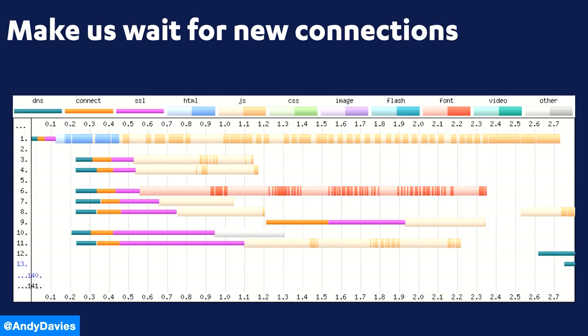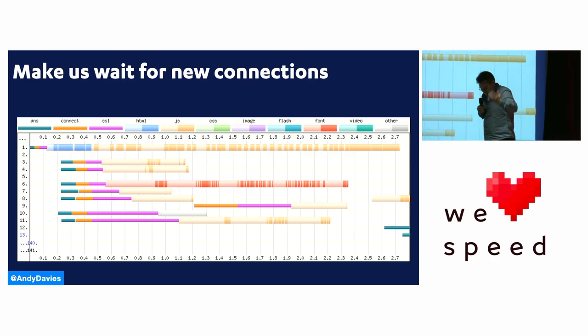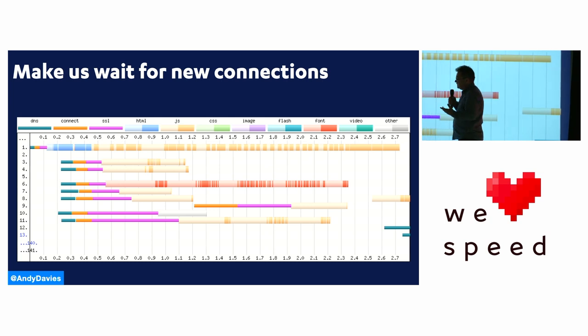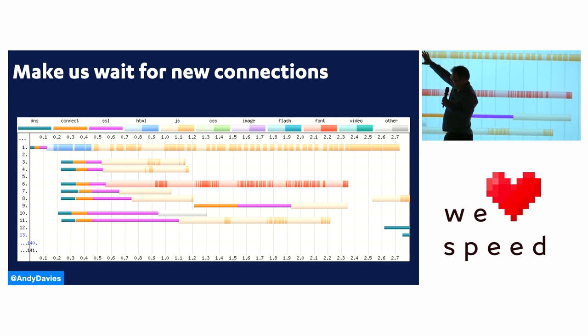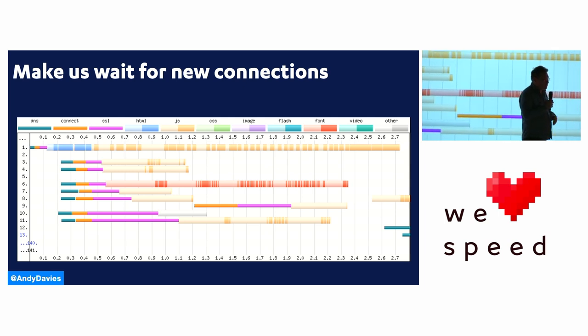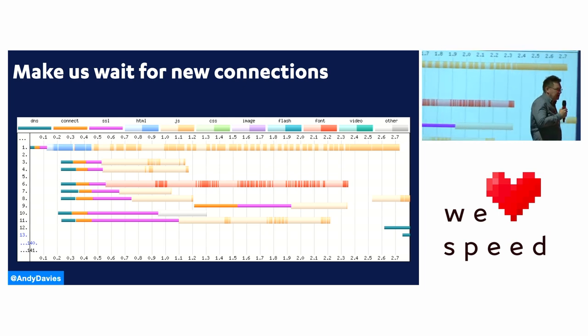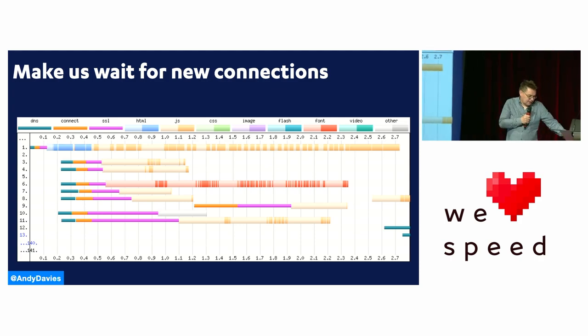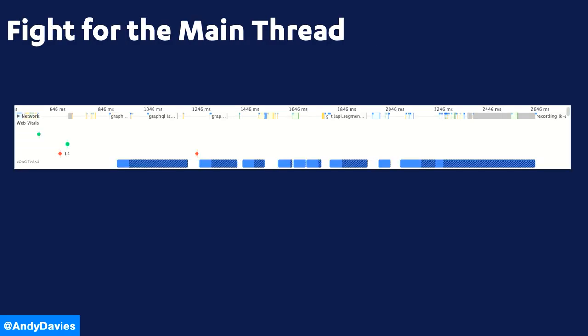They make us wait for new connections. When we connect or request a script from a third party, we have to make a new connection. And we can see that as we get more, it takes longer and longer to make the connection. And then lastly, they compete for our main thread. Third-party script tags are predominantly JavaScript, and they sit and fight with our scripts for the main thread.